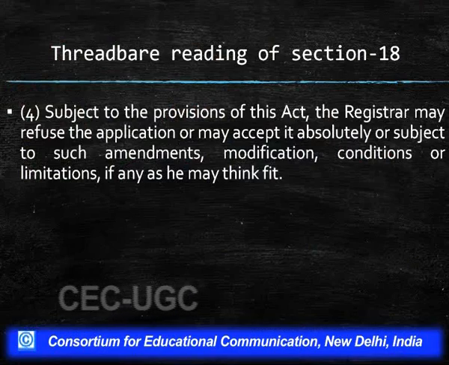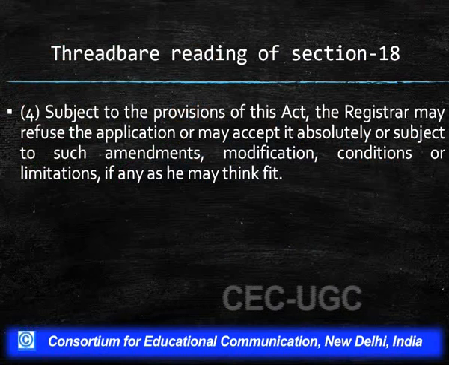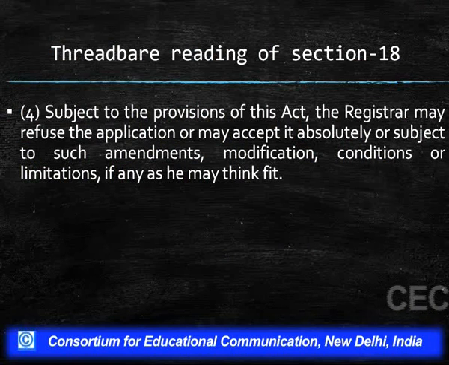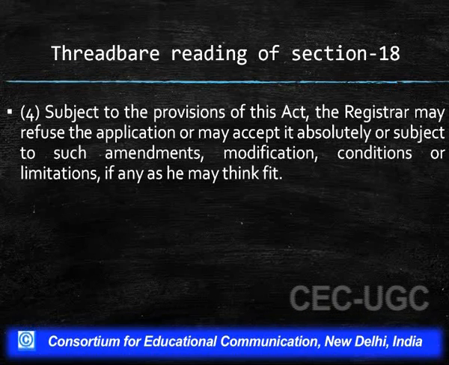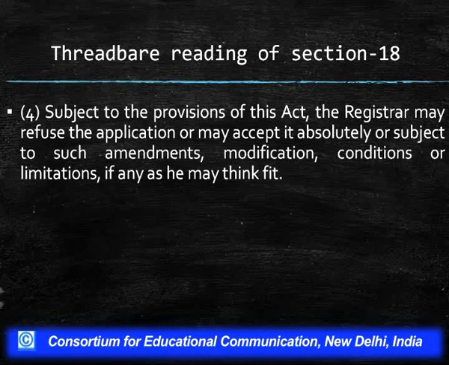Then further, section 18 under subsection 4 reads that, subject to the provisions of this Act, the registrar may refuse the application or may accept it absolutely or subject to such amendments, modifications, conditions or limitations, if any, as he may think fit. Well friends, as far as subsection 4 is concerned, the registrar has to either refuse the application or accept it absolutely or subject to such conditions, amendments or modifications as he thinks fit. So whenever a person files the application, the registrar has to make a preliminary scrutiny of his application.